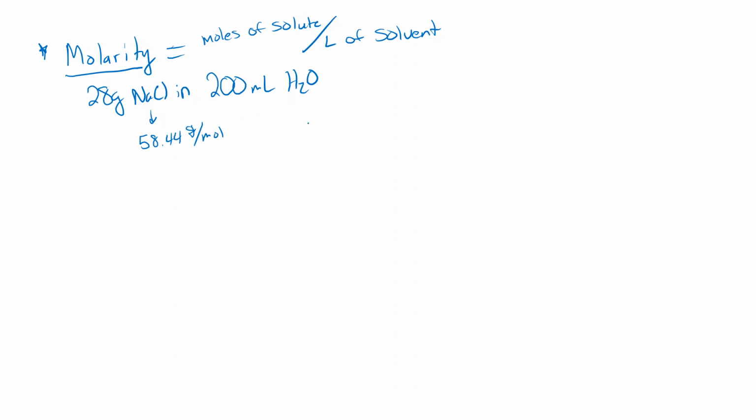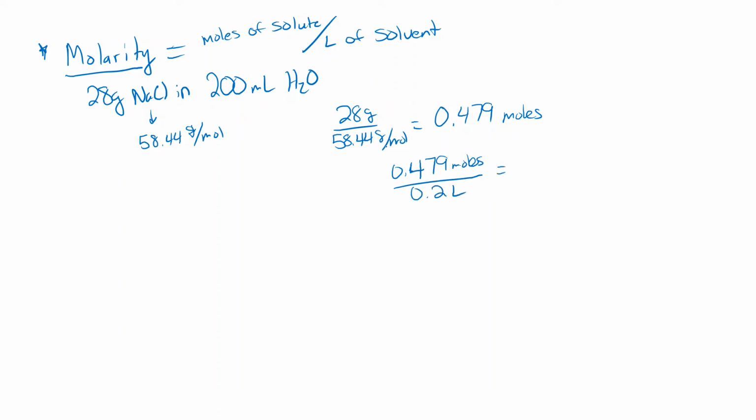So in order to figure this out, we take 28 grams divided by 58.44 grams per mole, and we get 0.479 moles. And then to figure out the molarity, we take 0.479 moles divided by 0.2 liters, right? So we converted milliliters to liters, again, just by dividing by 1,000. I didn't show my work there. And when we divide these two out, we get 2.4 molarity.